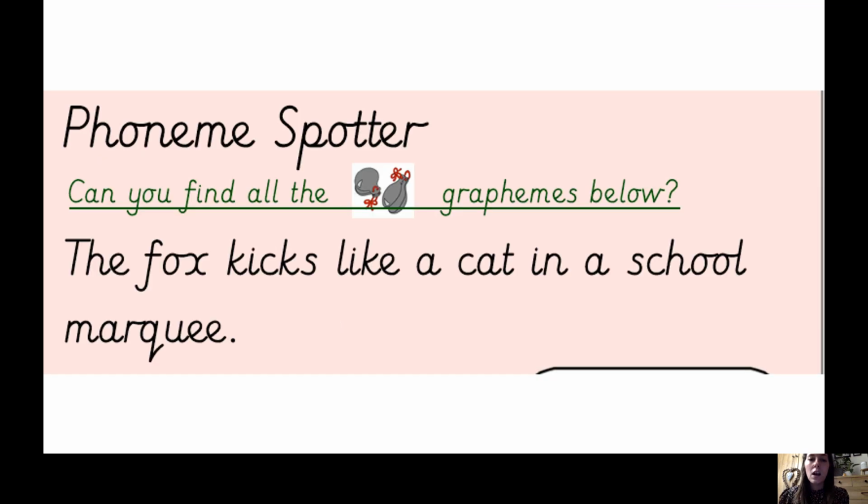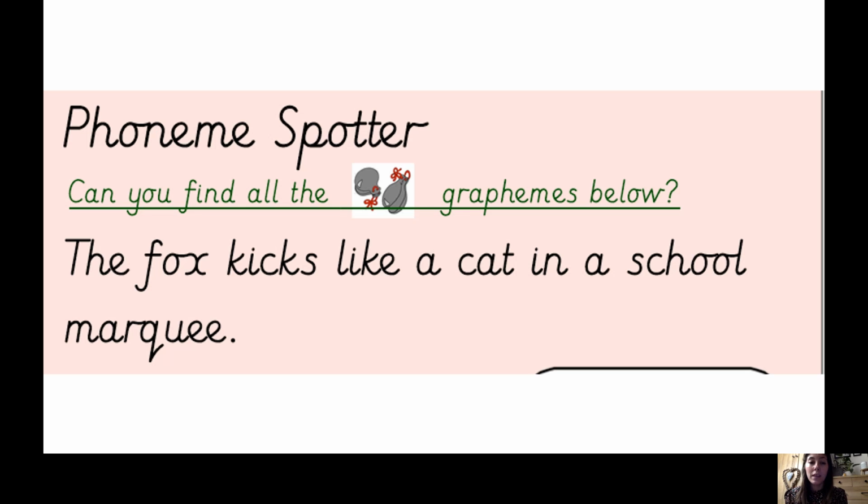On the screen, I have a sentence written that I'd like you to read and see if you can find all of the graphemes, that's the letters, that represent the k sound. So I'll read the sentence and then you can pause the video to try and find those before I reveal the answer on the next slide. The sentence says, "The fox kicks like a cat in a school marquee." Can you pause the video, see if you can find all of those k sounds?